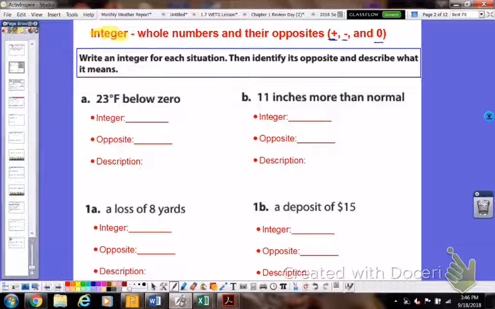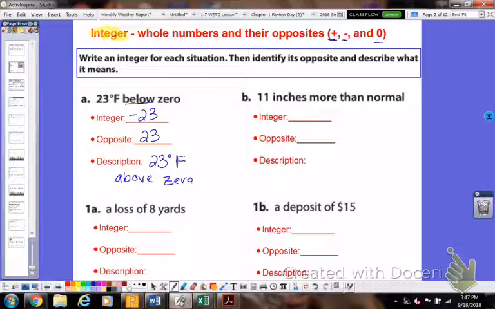In our first examples here, we want to write an integer for each situation, then identify its opposite and describe what it means. So our first example, 23 degrees Fahrenheit below zero. Our integer that represents this situation, below zero means we're going to have a negative, so negative 23. Our opposite of negative 23, now it's going to be positive, so just 23. And our description of this for this situation would be 23 degrees Fahrenheit above zero.